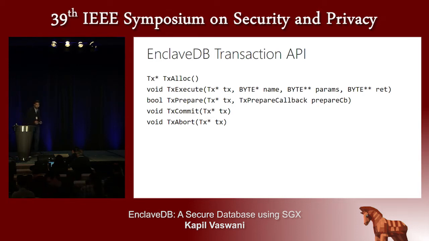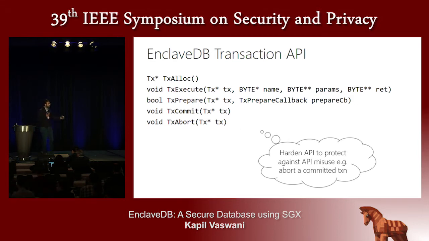So we've hardened this API to protect against a variety of attacks that include, for example, time of check and time of use attacks, and API misuse attacks that try, for example, to abort a transaction that was previously committed.